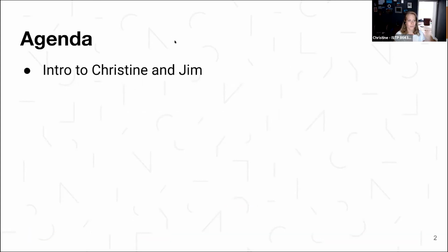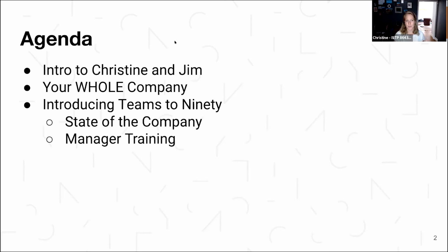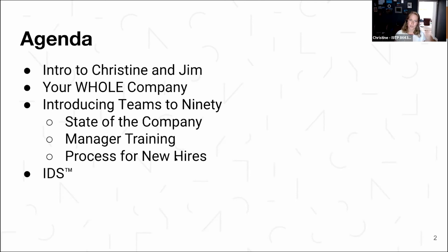All right, so right off the bat, we'll do a quick intro. We'll talk about your whole company, introducing teams to 90, and we're doing that through really a couple main things: the state of the company, manager training, process for new hires. That's really the bulk of what we'll be talking about. We'll be going back and forth between some explanation of what those things are and how to introduce those concepts, and then also taking a look at how those are represented in 90 and some tips that you can use on your teams in order to make sure that you are cascading and running those processes well. And then finally, at the end, we'll get into IDS. So again, post your questions. We'll be answering those real time at the end.